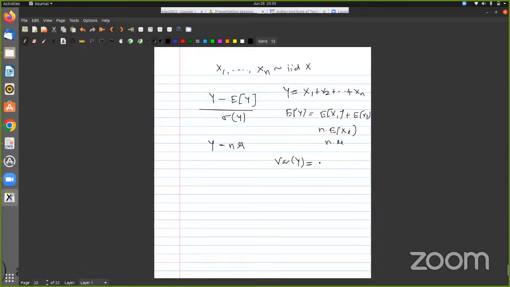Variance of x1 plus variance of x2 plus variance of x3. So it will become n into sigma square. Divided by, how to divide it? Okay, n into sigma square. So I wanted here the standard deviation, sorry, not n into sigma. Yes, that is the variance.